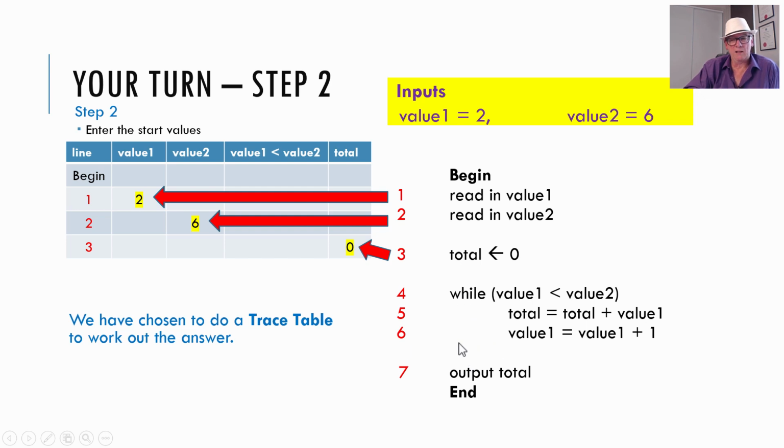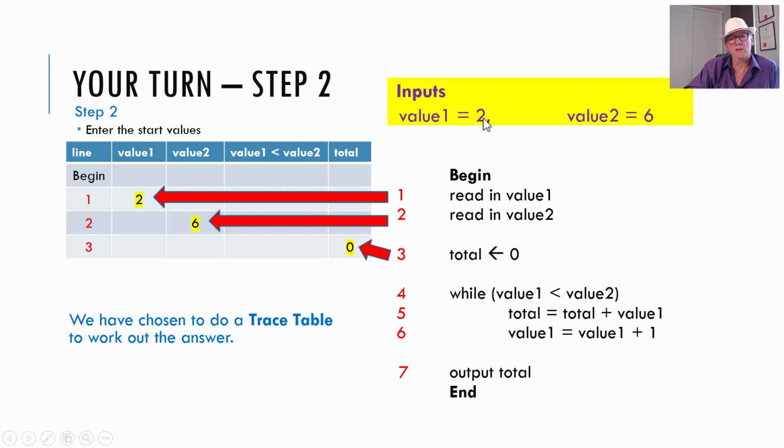Don't panic that there's not an end while there. Anything that's pushed in is part of the loop, okay? And then when the looping finishes, that's when it drops down and does line 7 and puts out the final total. So anyway, trace tables: remember you want to find out what your start values are.